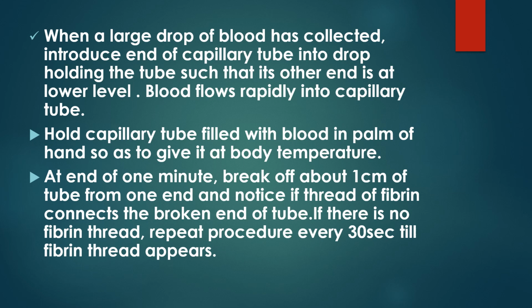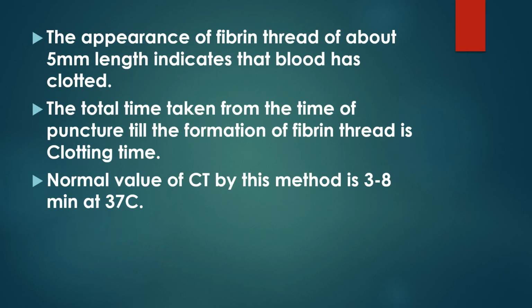At the end of 1 minute, break off about 1 centimeter of the tube from one end and notice if a thread of fibrin connects the broken end of the tube or not. If there is no fibrin thread, repeat this procedure every 30 seconds till the fibrin thread appears. Now the appearance of this fibrin thread of about 5 mm length indicates that the blood has clotted. The total time taken from the time of the puncture till the formation of fibrin thread is clotting time.